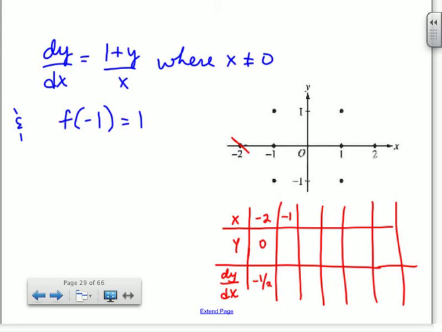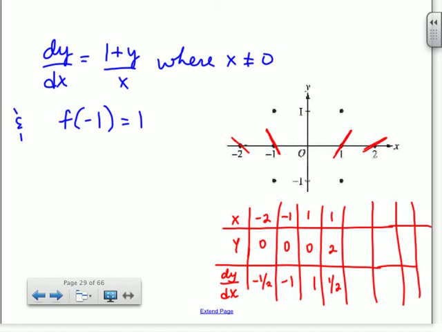You also have -1, 0. So that's 1 over -1, so it's -1, so it's a little bit more steep, and it's negative. You have 1, 0, so now it's positive. And 1, 2, so it's positive 1/2. Okay, then we have our 4 other points, I guess. 2 on top, 2 on the bottom.